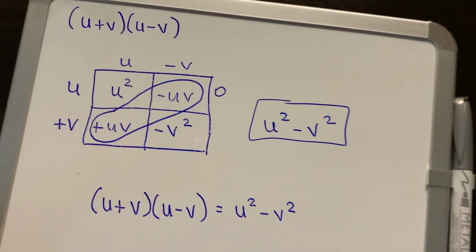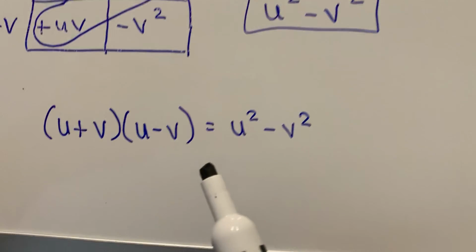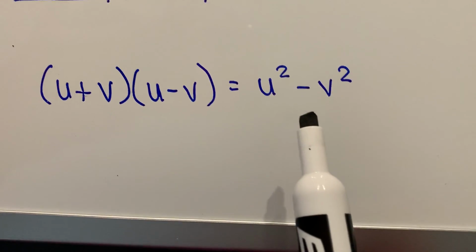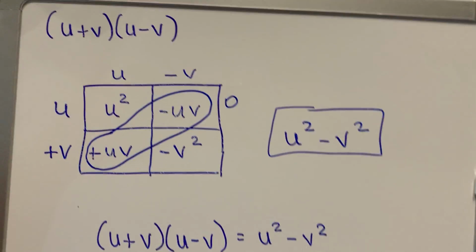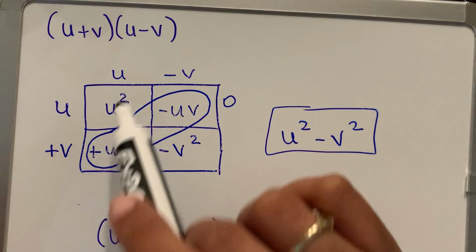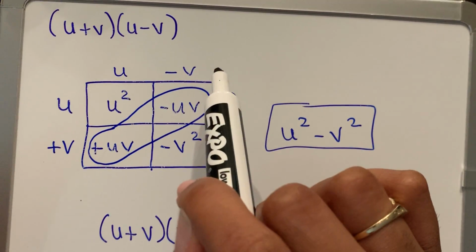virtual learning assignment. And the final identity, all right? So here we have (u + v)(u − v) = u² − v². So where did that come from? All right, in this case, we have u + v on one side of the area model, u − v on the other side of the area model.